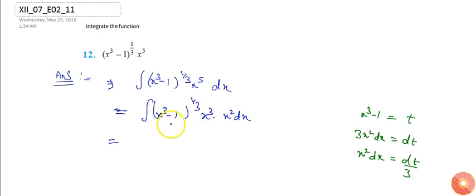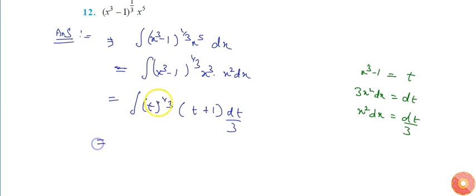Substitute the value in the question. The question will transform into t power 1 by 3, and the value of x cube from here is t plus 1, so I can write t plus 1, and x squared dx means dt by 3, so dt by 3 here. So now I'm just solving the integration.